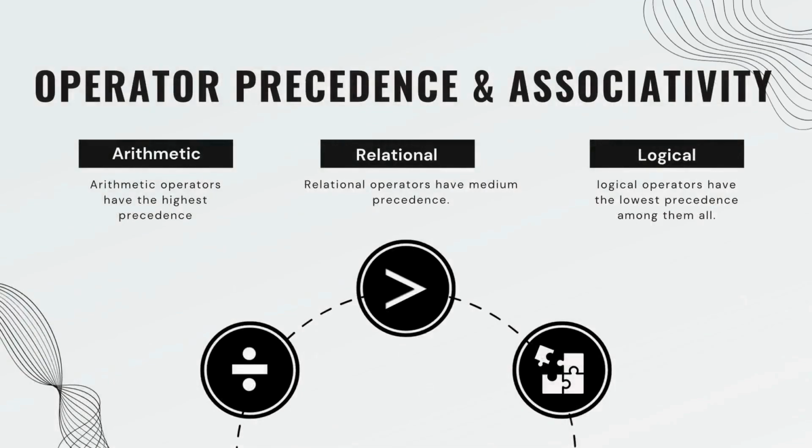Operator precedence defines the order in which different types of operands are evaluated. Higher precedence operators are evaluated before lower precedence operators, whereas associativity defines the order in which the operators of the same precedence are evaluated. As a basic rule of thumb, arithmetic operators always have the highest precedence, which is followed by relational operators, and finally, logical operators have the least precedence.